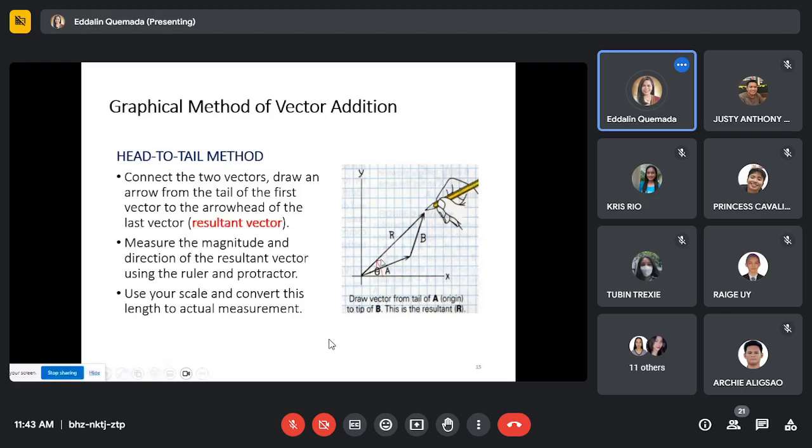Miss, I have a question here. Why is it important that vectors should be drawn in scale, just like what you did in the first experiment? What is the importance, class, of scaling? Anong kinahanglan na appropriate scale? Para accurate and precise, Miss. For accurate and precise. Other than that, why do we have to draw vectors in scale, especially kung graphical method ta?